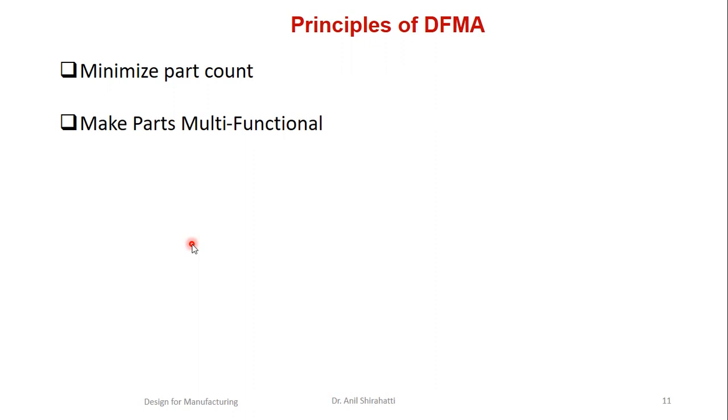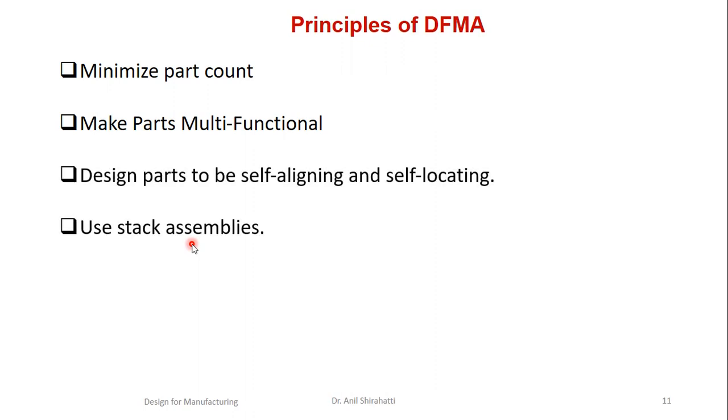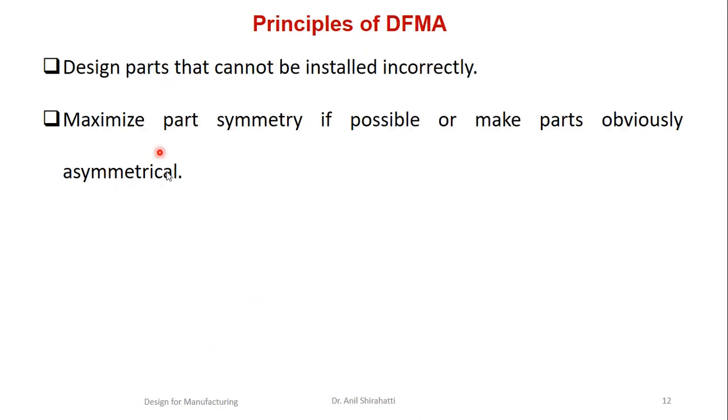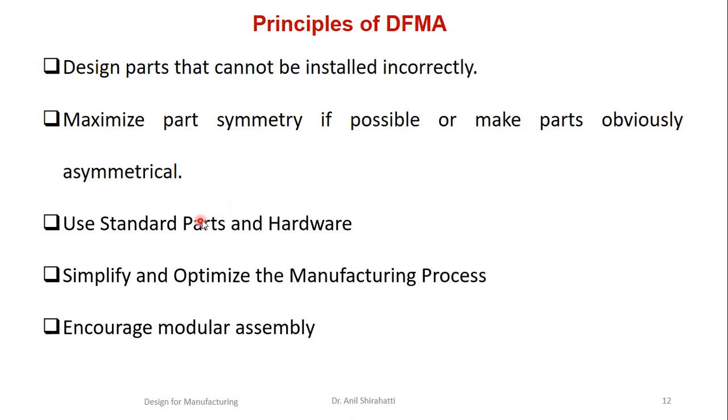Make parts multifunctional. Next, design the part to be self-aligning and self-locating. Use stack assembly. Then ensure the ease of handling from bulk. Eliminate interfaces. Design the parts so that they cannot be installed incorrectly. Maximize the part symmetry if possible, or make the part absolutely asymmetrical. Use standard parts and hardware. Simplify and optimize the manufacturing process. Encourage modular assembly. Okay, so these are a few principles of design for manufacturing and assembly.